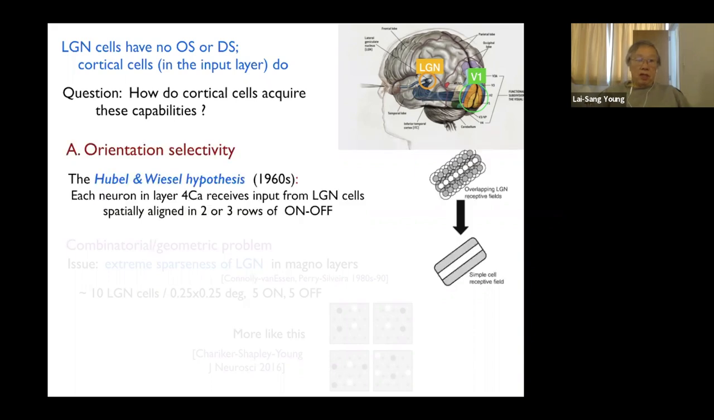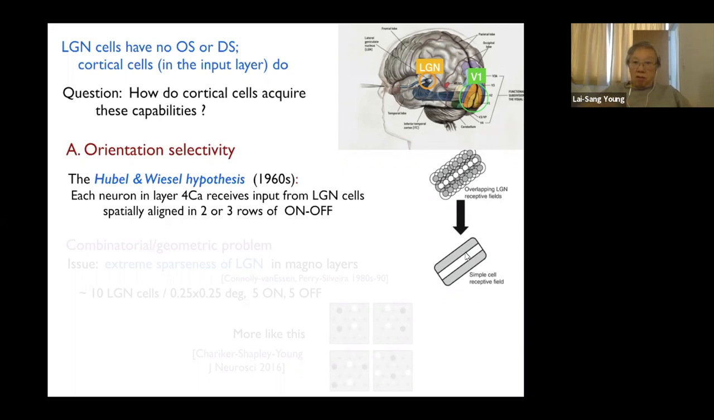For orientation selectivity, there is the hypothesis of Hubel and Wiesel, which in neuroscience corresponds to conjectures in mathematics, from the 1960s. Through their physiological experiments, they conjectured that orientation selectivity comes about through the wiring between LGN and cortex. Each V1 cell is connected to either two or three rows of LGN cells: one row of off, one row of on, and one row of off. They're spatially aligned, pointed in some direction, and that is the direction that the cell will prefer, the directional preference conferred upon the V1 neuron. We don't know this for certain, but there's a lot of experimental evidence in support of it. It's most likely true.